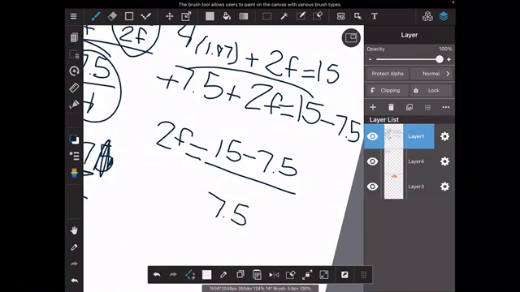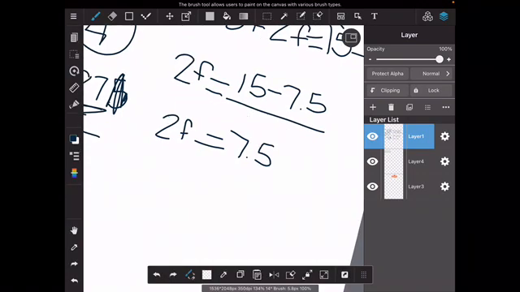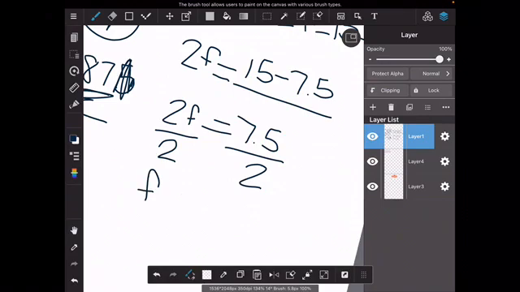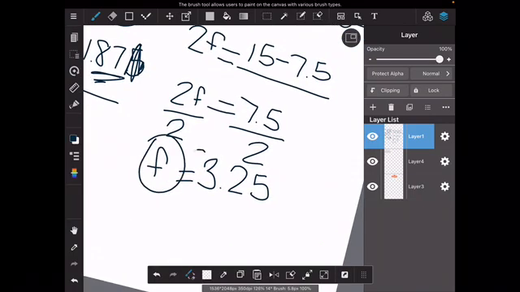So that means 2F equals 7.5. But now again, we need to isolate F, so we're going to bring over the 2. Again, multiplying, that means it's dividing. So 7.5 divided by 2, divided by 2. F equals, so we're going to solve this. 7.5 divided by 2 is 3.25. That means the funnel cakes are $3.25.